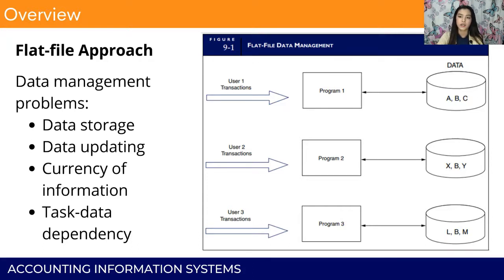So, figure 9-1 depicts this situation. Makikita natin dito na may tatlong users requiring the following data. We can notice that the data letter B is present to all users. This is called data redundancy. Because of this, there are three concerns formed: the data storage, data updating, and currency of information. There is also an indirect difficulty, the task data dependency, which we will discuss later on.